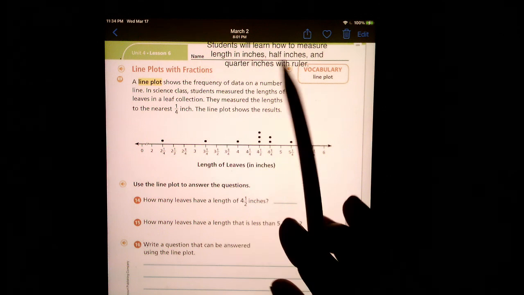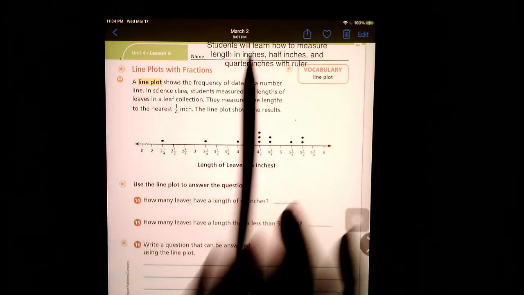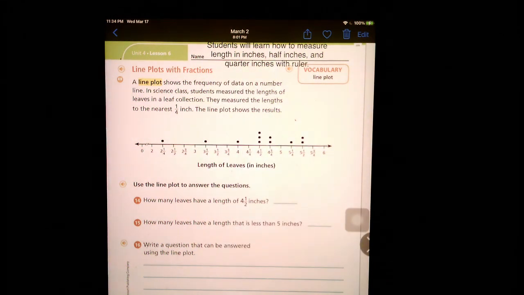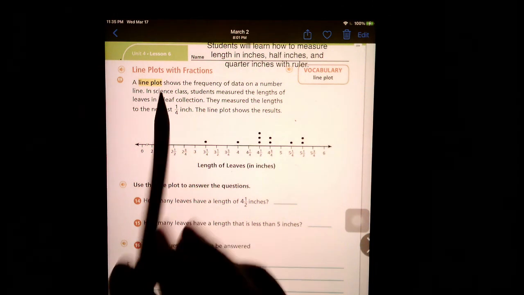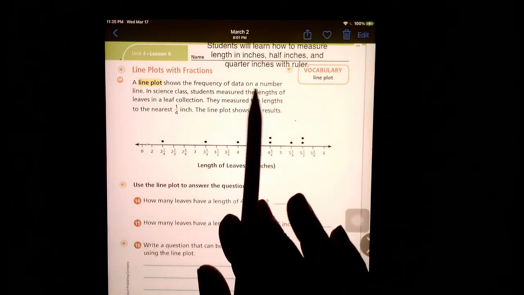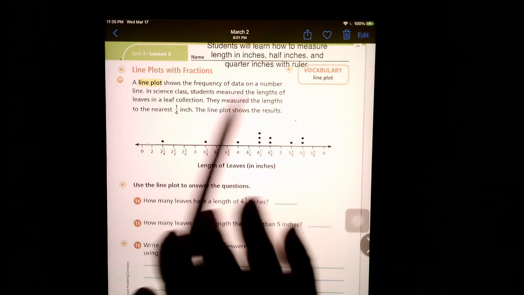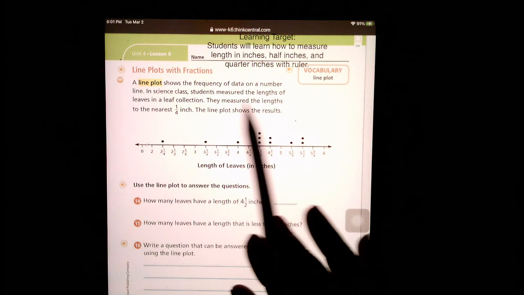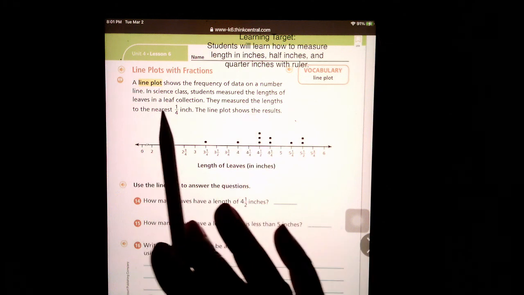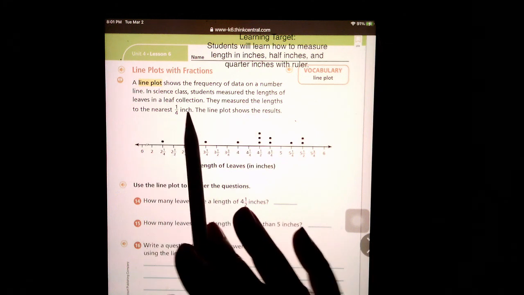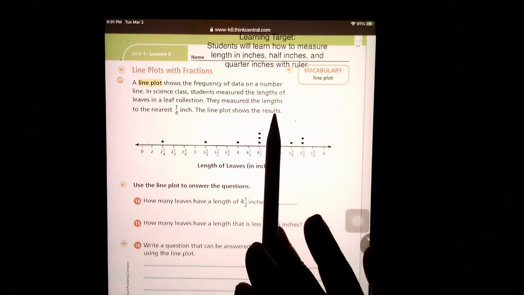Oh, and by the way, your learning target is still the same. Students will learn how to measure length in inches, half inches, and quarter inches with a ruler. Now we're talking about line plots with fractions. A line plot shows the frequency of data on a number line. In science class, students measured the lengths of leaves in a leaf collection. They measured the lengths to the nearest quarter inch, or 1/4 inch. The line plot shows the results.